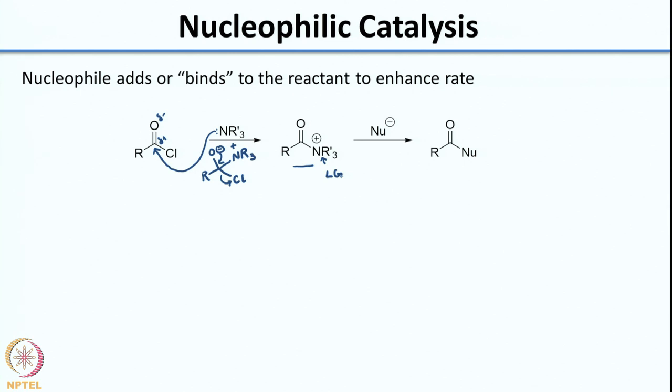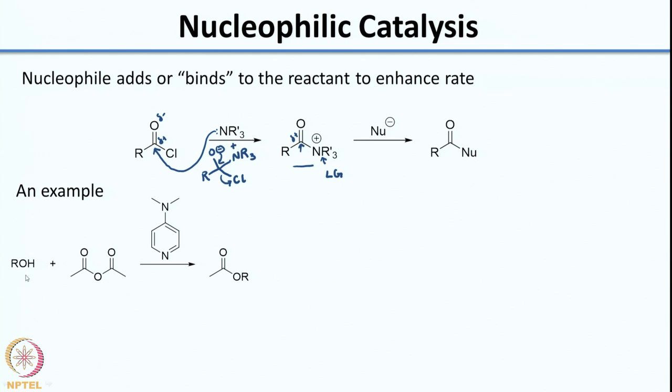So, when you have a nucleophile add in, there are two ways in which this helps. It is a good leaving group and it also improves the electrophilicity at the center. So, it catalyzes the reaction in two ways: one is by improving the electrophilicity and two is by becoming a very good leaving group. Typically, you see a lot of tertiary amines being used for nucleophilic catalysis. I am showing you an example here.